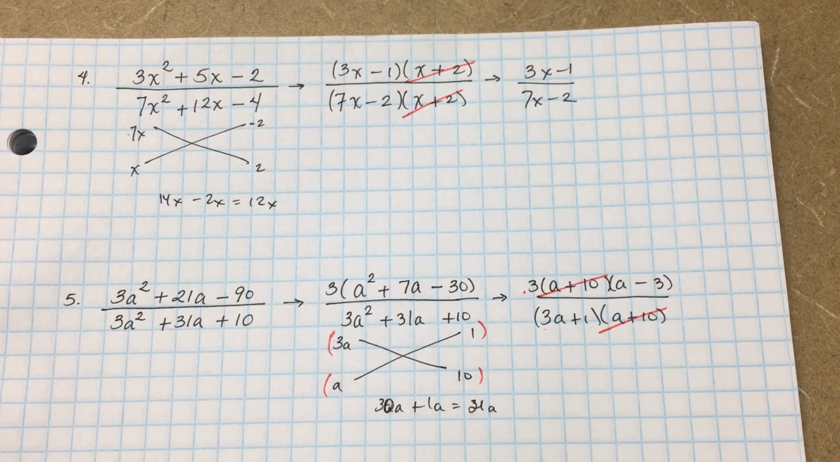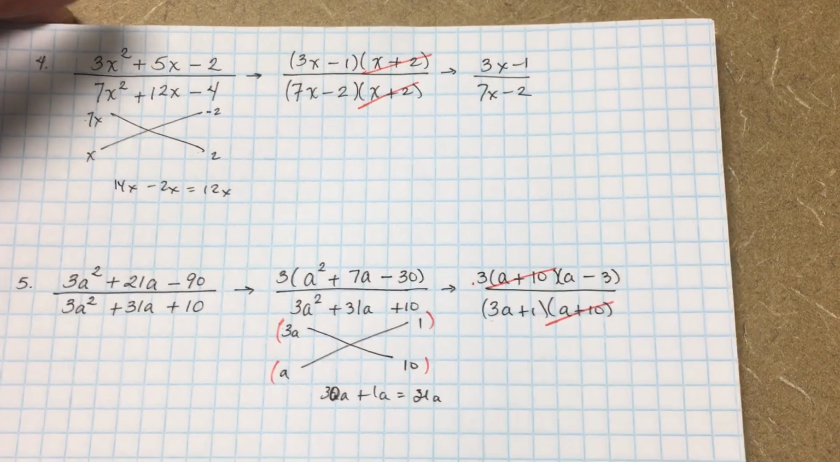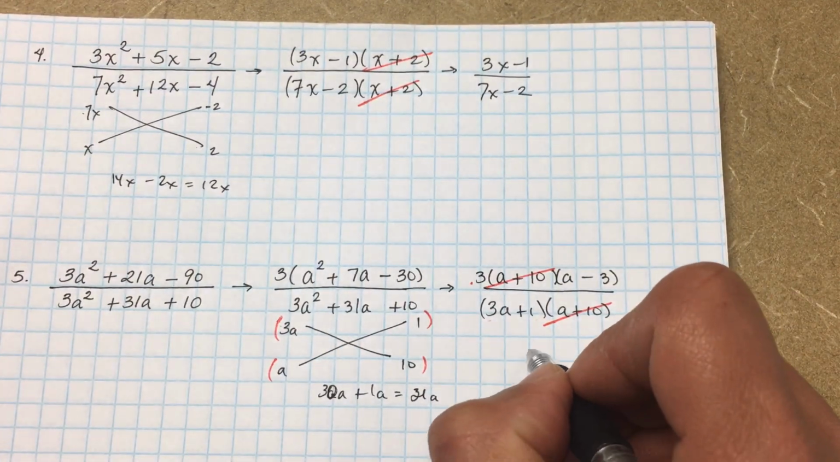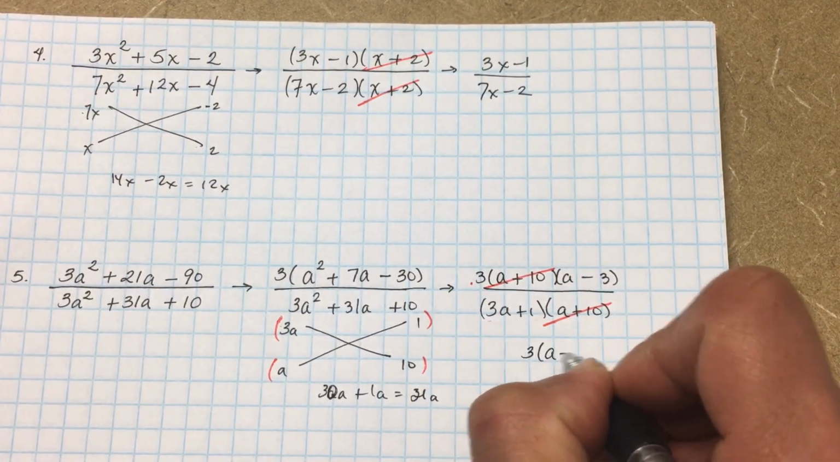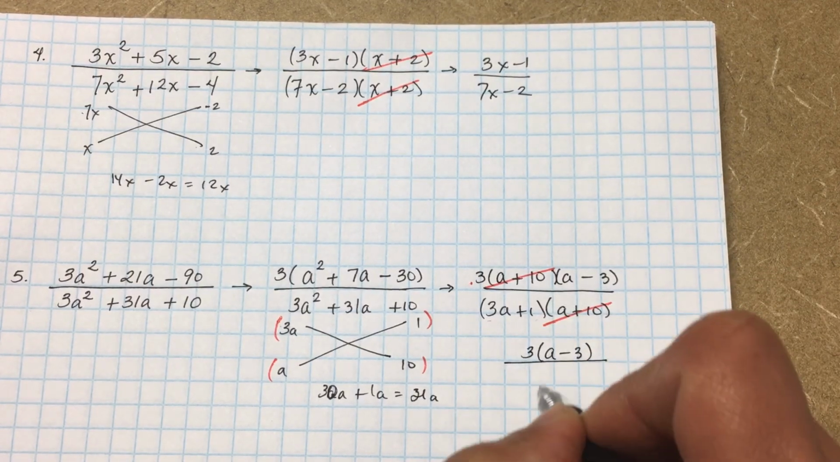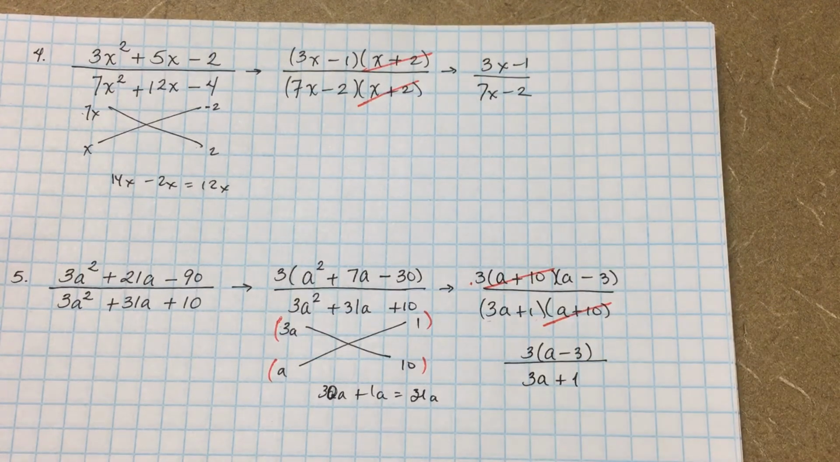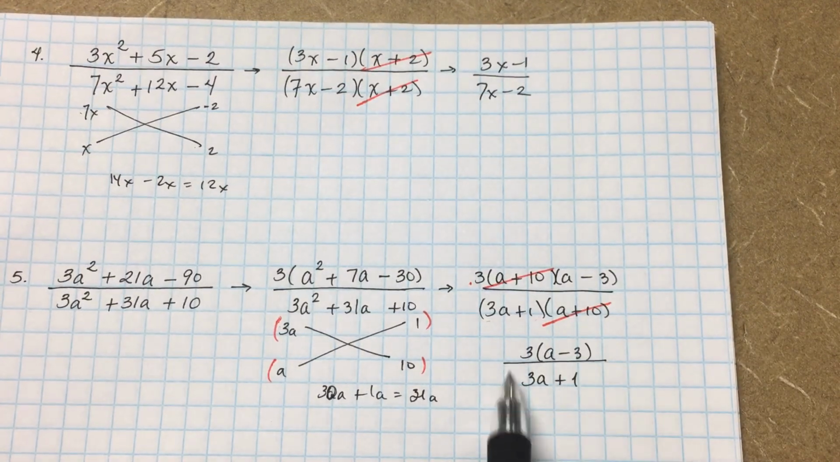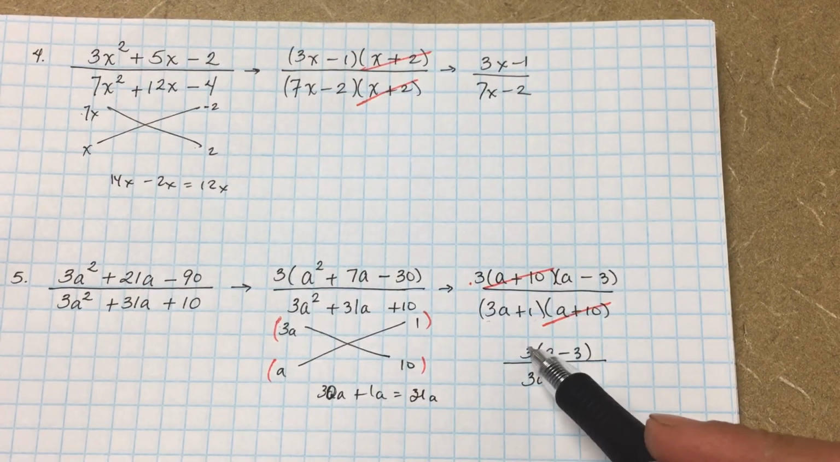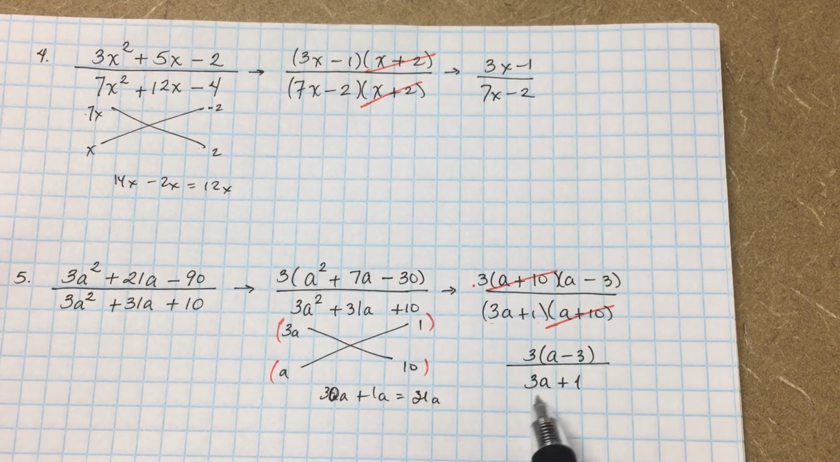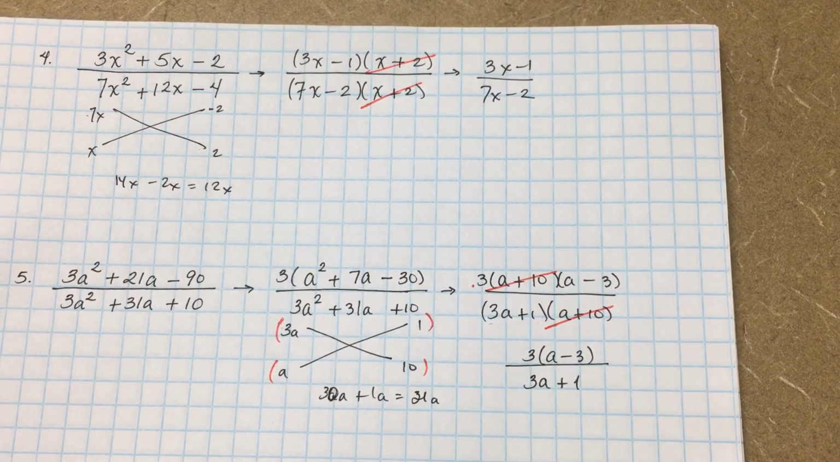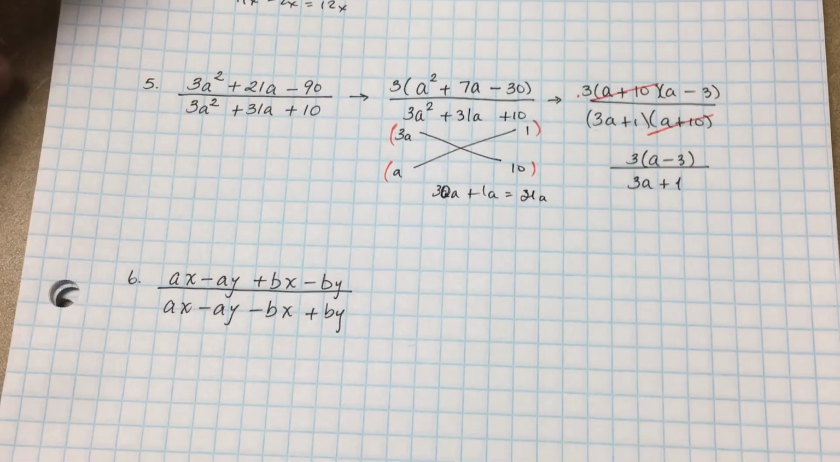Okay? So, what's my answer? ¿Cuál es mi respuesta? La respuesta final simplificada va a ser 3 a menos 3, the factor will be 3 times a minus 3. And then on the denominator, you're going to put 3a plus 1. Your professor is going to expect you just to leave it like this, simplified completely. Do not cross out these 3's, okay, because this is a binomial, this is a monomial. They're totally different. Let's keep going, number 6.